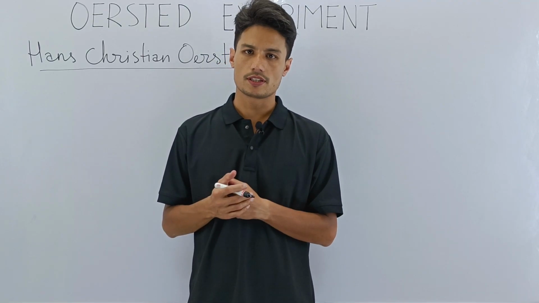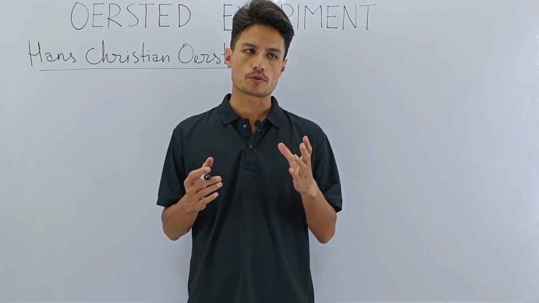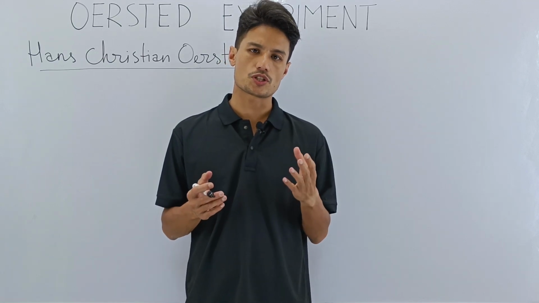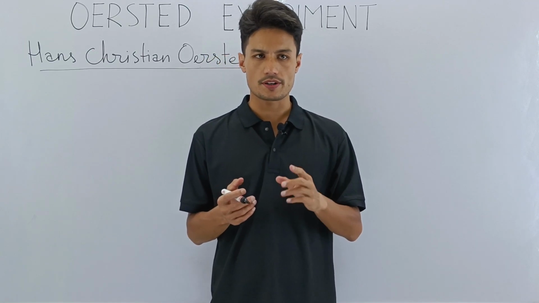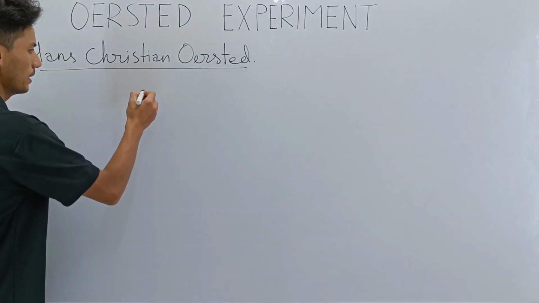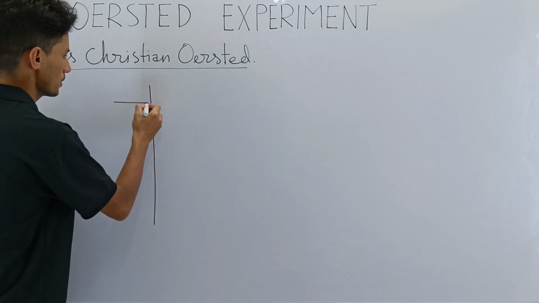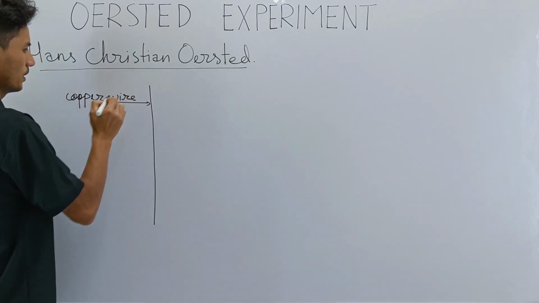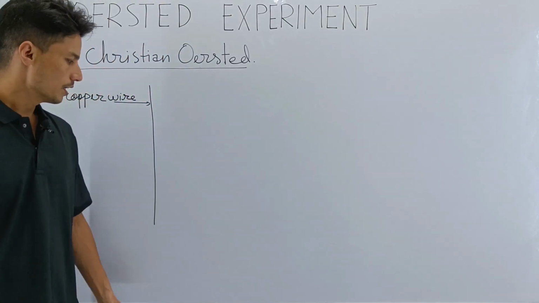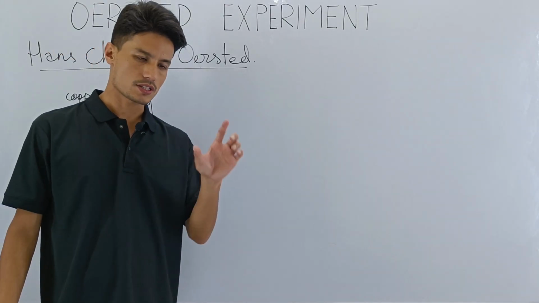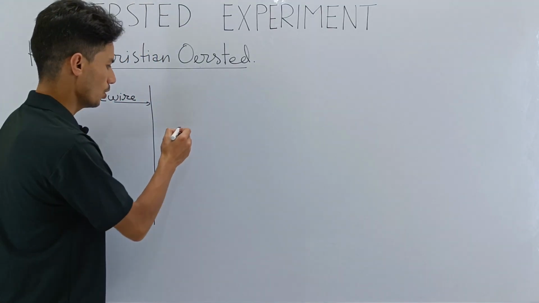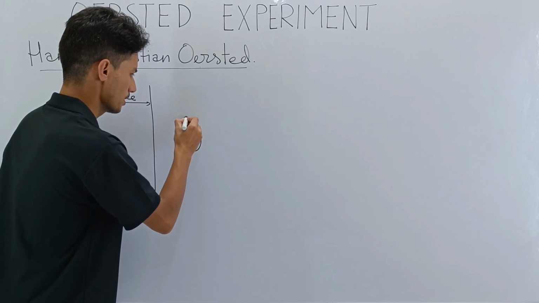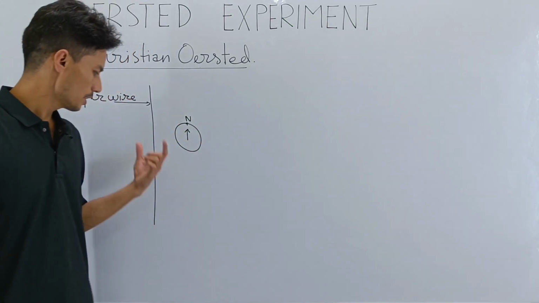As per the story, in the year 1820, he was supposed to give a lecture. In the course of his lecture, he had to do a demonstration also. His demonstration involved the use of a copper wire where he had to pass current. Let's say this is the copper wire. Placed on his table was a magnetic compass, quite near to the wire.